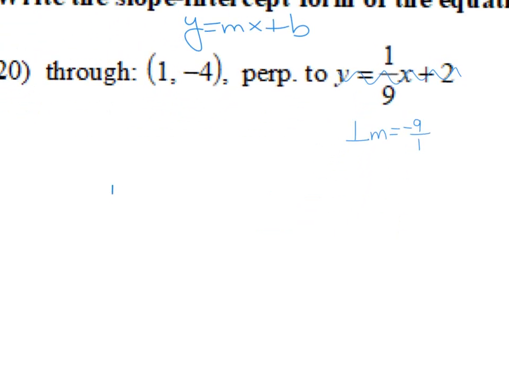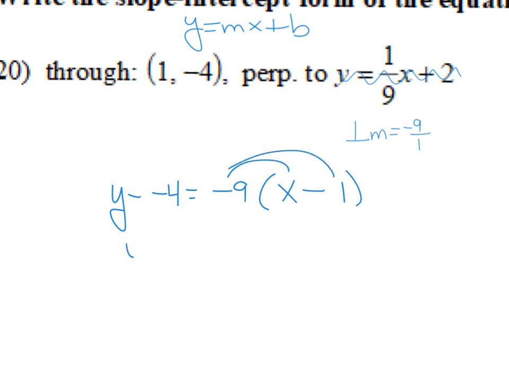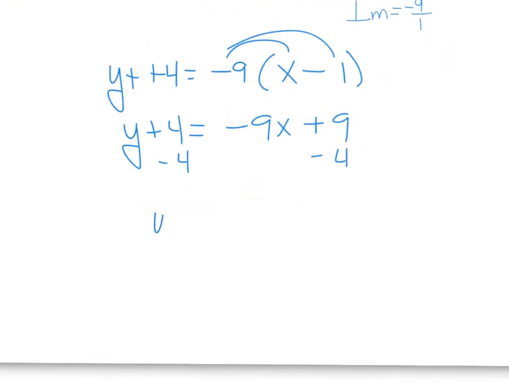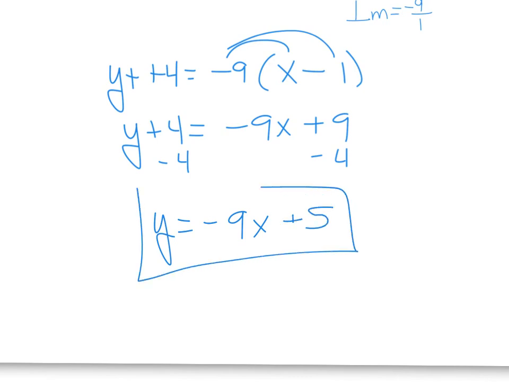So I have got y minus my y value, which is negative 4. My slope is negative 9. And then x minus my x value, which is 1. I'm going to go ahead and distribute. So I have y. I'm going to go and make this a plus 4. So y plus 4. Negative 9x plus 9, and then I'm going to subtract 4. So y equals negative 9x plus 5. And that concludes this answer key.